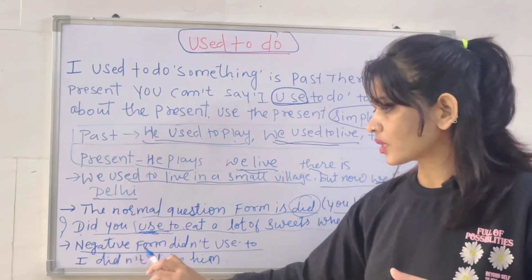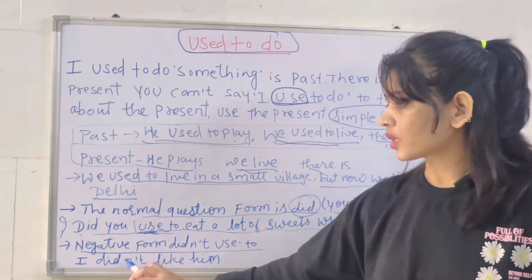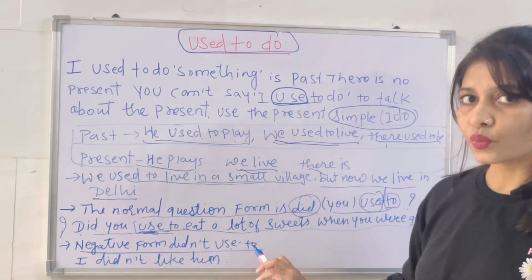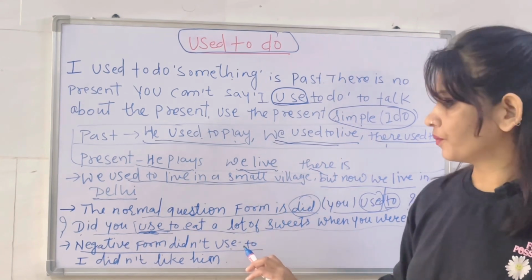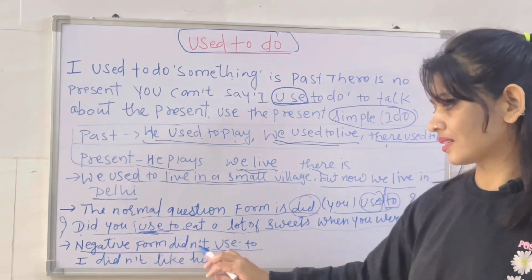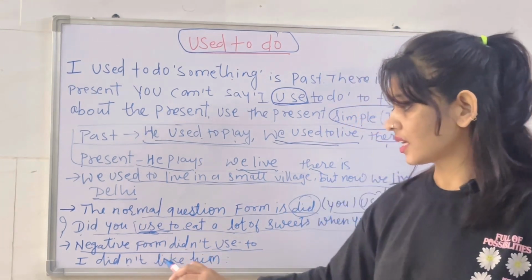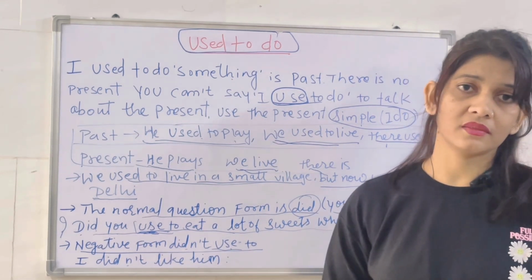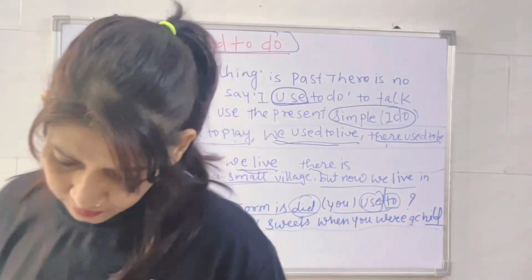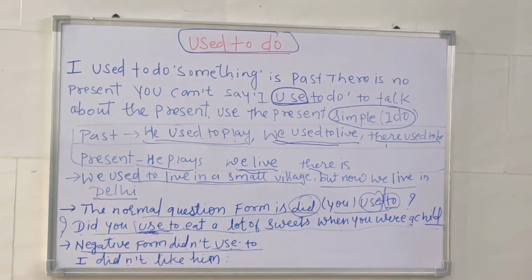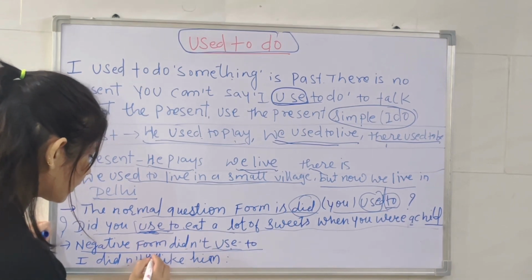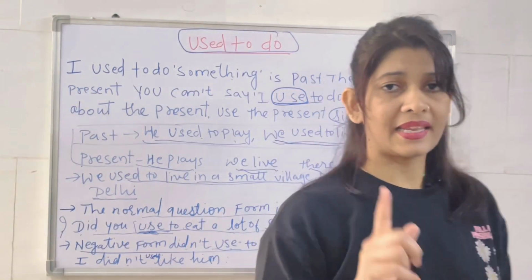Okay, negative sentence. If you are using the negative with did, what comes? It's "didn't", और didn't के साथ क्या आएगा? "Use to do", not "used to do". Okay, not "used to do". If you are asking in negative form, you have to use "didn't". Got it? I didn't like him. मैं उसे बिल्कुल पसंद नहीं करती थी. I didn't like him. This is the simple one, but wait. I didn't use to like him. I didn't use to like him.